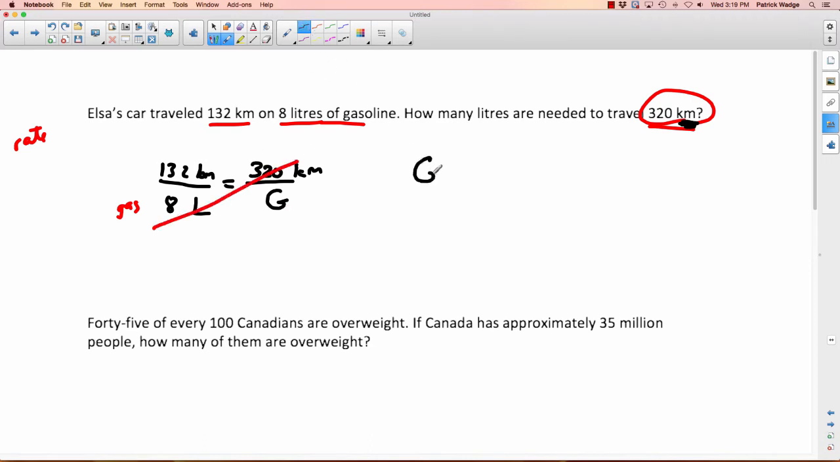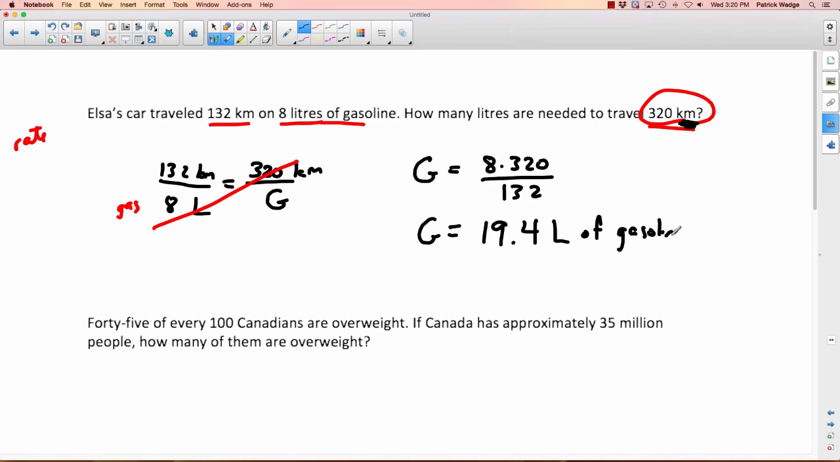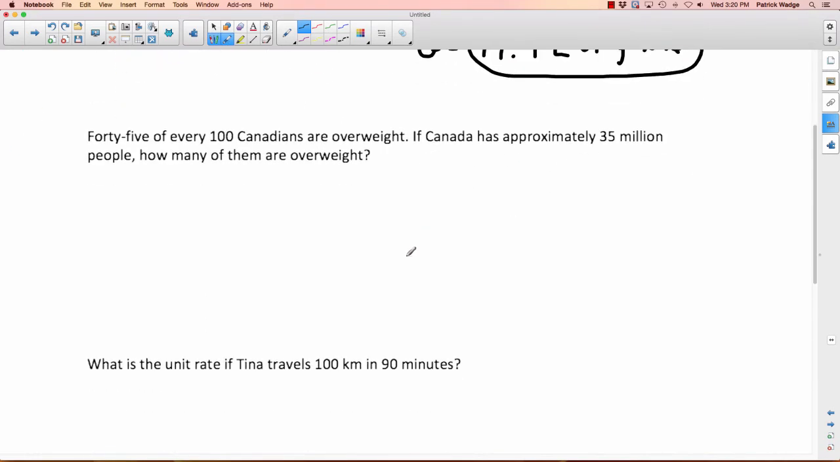So in order to get G, you are going to do 8 times 320, and then you're going to divide by 132. Thank goodness for calculators, people. It ends up being 19.39 repeating, or it rounds to 19.4. I'll put 19.4. Now, what are we talking about again? Look on the bottom here. We were talking about gas, liters of gas. So it's 19.4 liters of gasoline. In order to go 320 kilometers, you need 19.4 liters of gasoline. Clearly stated my answer. I'm in good shape.